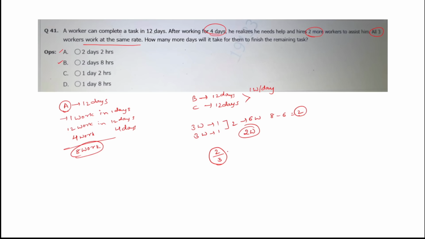So I'm just multiplying this fraction with 12. After cancelling these 3 with 12, we will get the value as 4. So 2 into 4 is 8 hours. So the remaining task will be completed in 2 days, 8 hours. That means option B is correct. Let's see the next question.